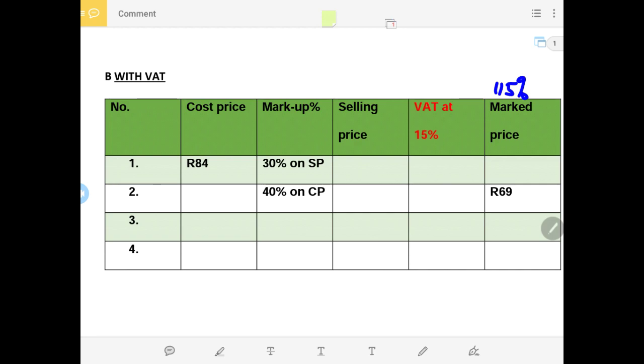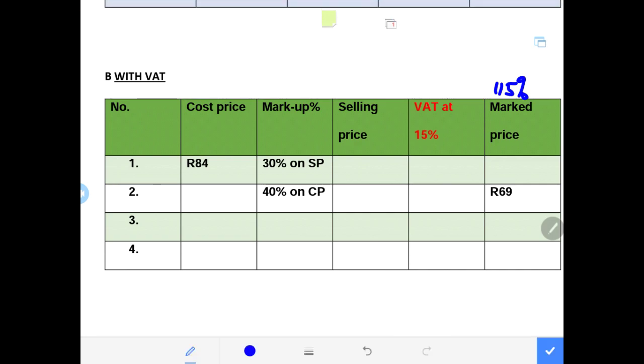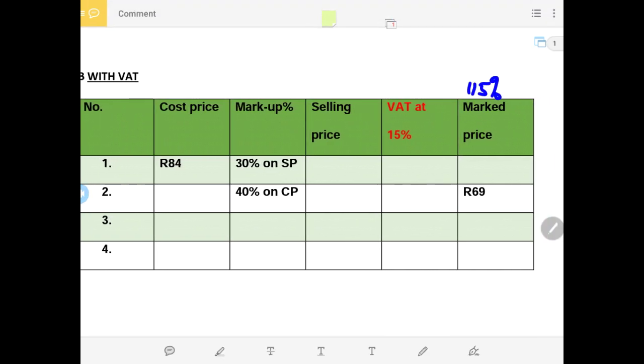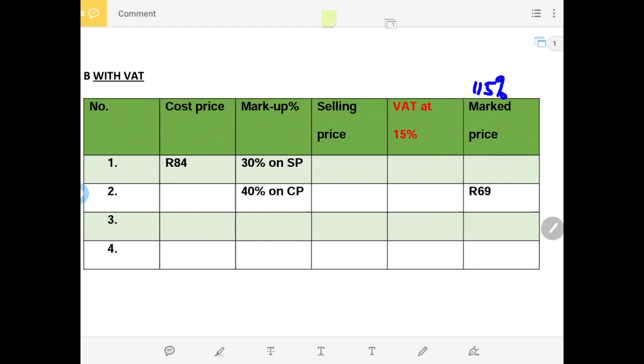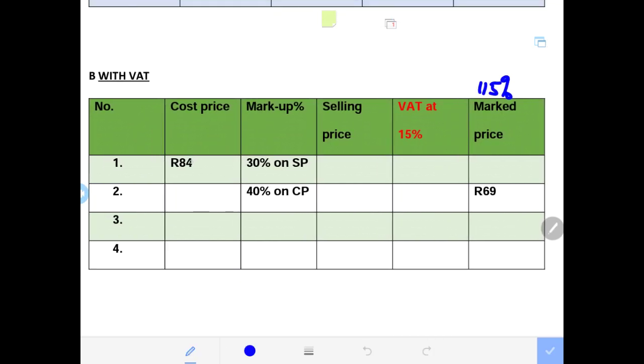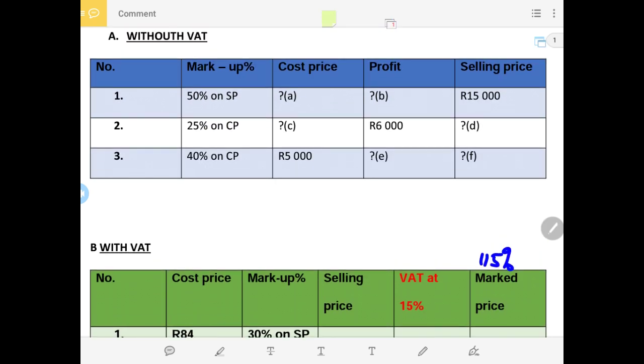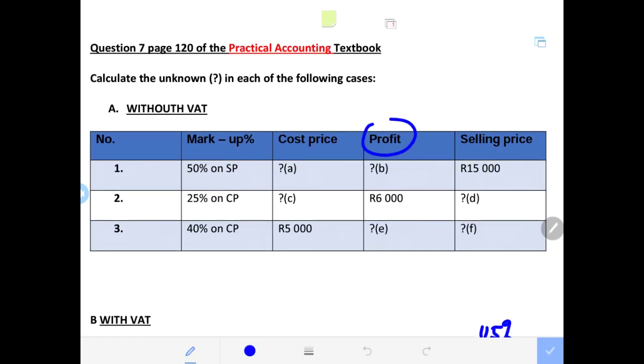Then we have 84 Rand cost price. We are looking for a selling price. We also know that from the cost price and the markup percentage, if the markup percentage is on selling price, we cannot calculate our profit. Sorry for this one, it's a bit different now. I was also thinking of the previous one. We don't have the column of the profit. If you remember, previously there was a column of the profit. So this column is removed.